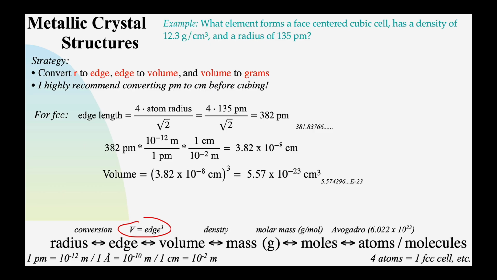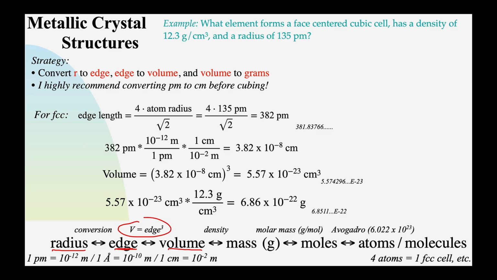What we've done so far is we took the radius, we turned it into the edge, and we cubed the edge to give us the volume. Well, we can do one more step using the density. We can turn that really small volume into a really small mass. So we'll multiply by the density, and again, you get a super small amount of grams because these unit cells are really, really small, all right?